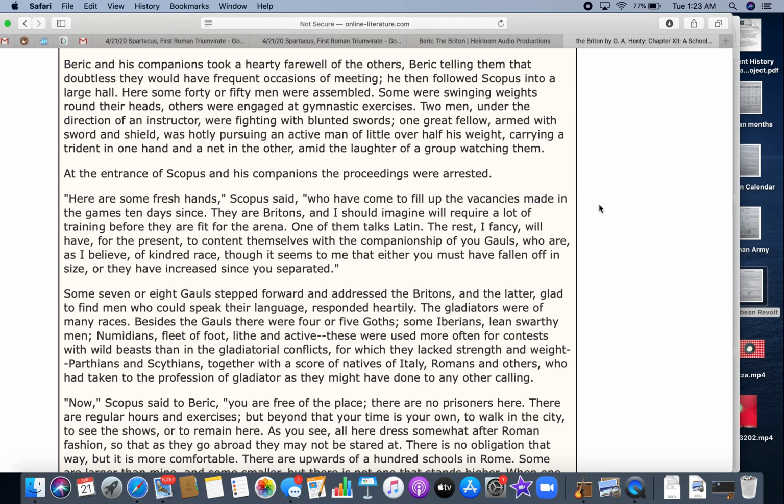Here some 40 or 50 men were assembled. Some were swinging weights round their heads. Others were engaged at gymnastics exercises. 2 men, under the director of an instructor, were fighting with blunted swords. One great fellow, armed with the sword and shield, was hotly pursuing an active man of little over half his weight, carrying a trident in one hand and a net in the other, amid the laughter of the group watching them.